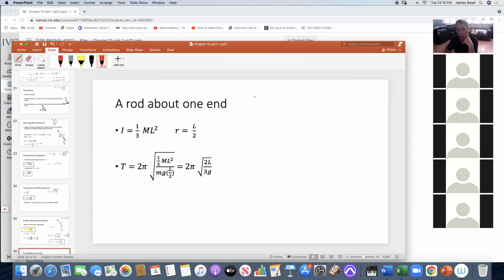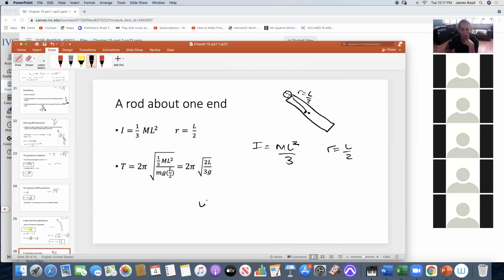Now for a rod, about one end, right? What is the moment of inertia of a rod? And r is going to be L over 2. The moment of inertia for a rod about one end is m L squared over 3. Okay, so we have r is L over 2, the distance from the axis to the center of mass, and the moment of inertia about this axis is m L squared over 3.